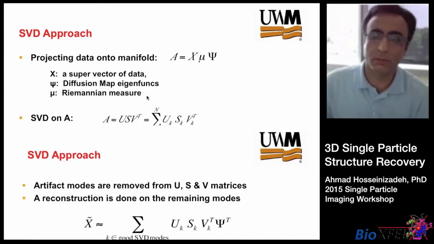However, if we get rid of some artifact modes, we can get a corrected version of the data. This is what we do here. This is, again, the same summation as before, but we remove some artifact modes. I will show you on the next slide what I mean by artifact modes, and then we add just the good SVD modes and reconstruct the data. And we can do it even without projecting into the manifold, using the standard SVD.